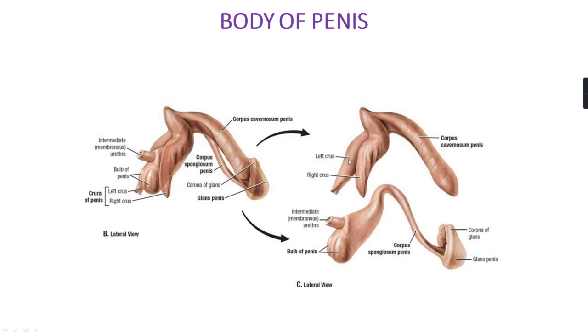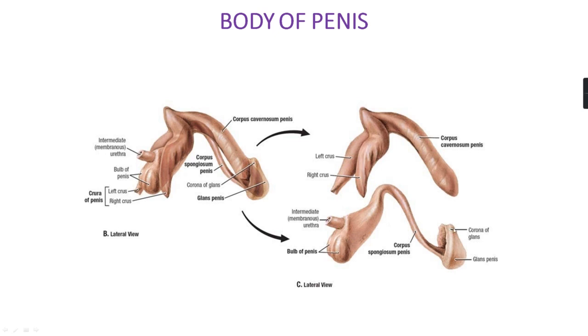This is the left crus. This is the right crus, and between them is the third, the corpus spongiosum. These two structures are called the corpora cavernosa. They are a continuation of the two crura. They are in close approximation with each other throughout the length, but they do not reach the end of the penis. This is the corpus spongiosum, a continuation of the bulb of the penis.